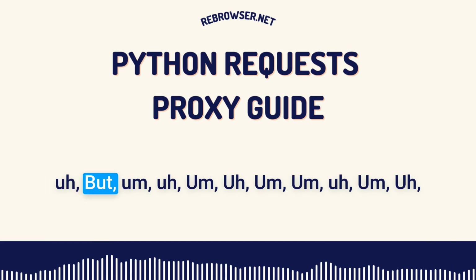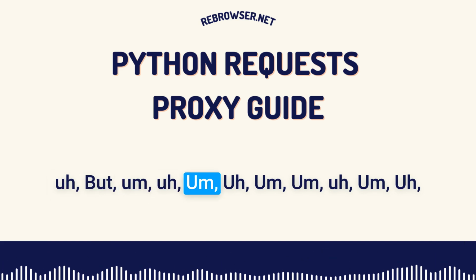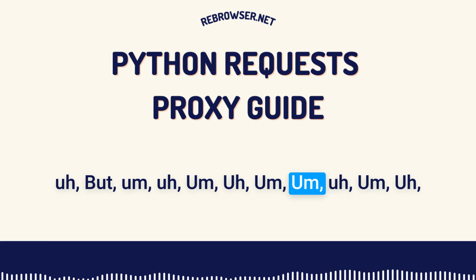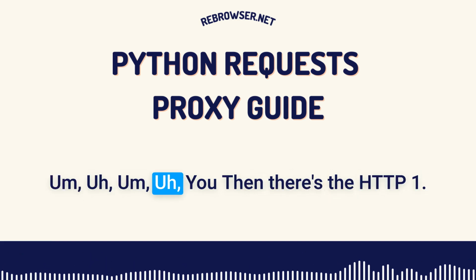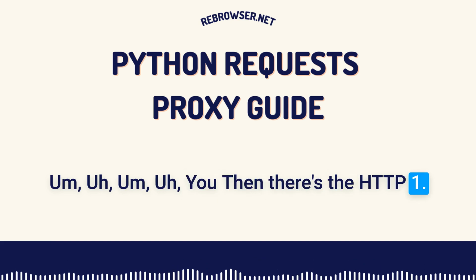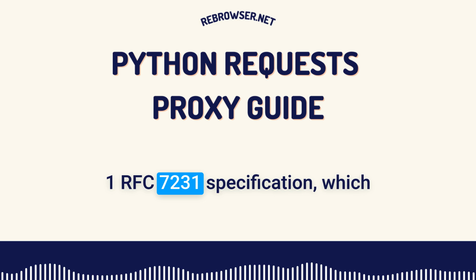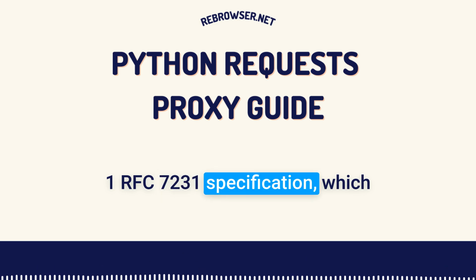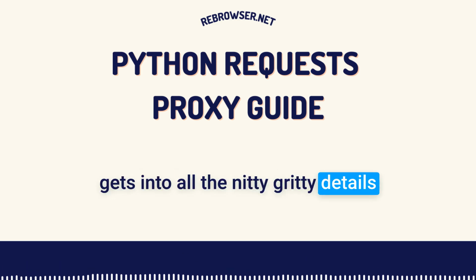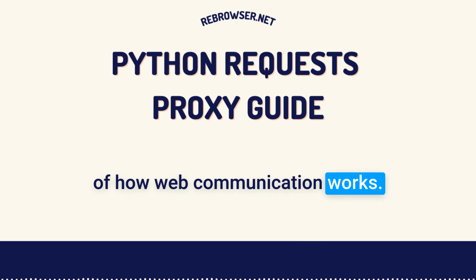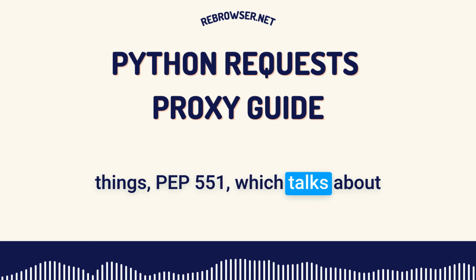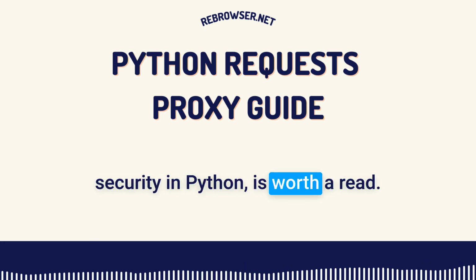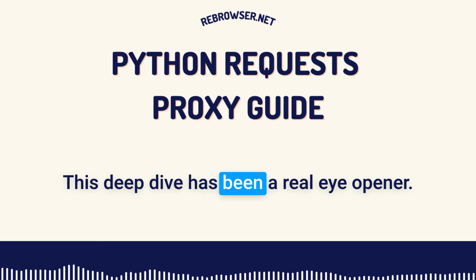And for those who want to learn even more, we've mentioned a few great resources, haven't we? Absolutely. The official Python requests documentation is your best friend for learning everything about the library. Okay. Then there's the HTTP 1.1 RFC 7231 specification, which gets into all the nitty-gritty details of how web communication works. And if you're into the security side of things, PEP 551, which talks about security in Python, is worth a read. Great. This deep dive has been a real eye-opener.